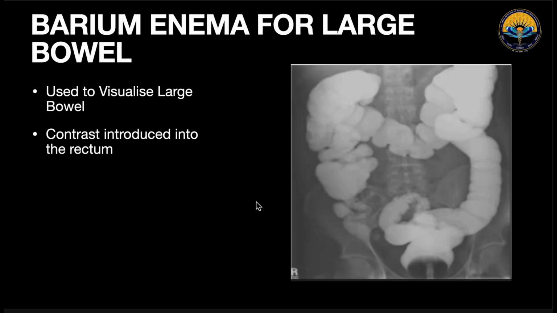Coming to the last, barium enema, and this is done for large bowel. So here the contrast is injected from the rectum, and it goes upward until we see the ileocecal junction. So the study is completed when the contrast reaches the ileocecal junction.